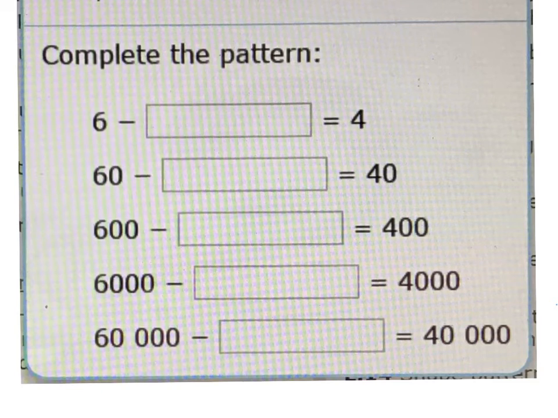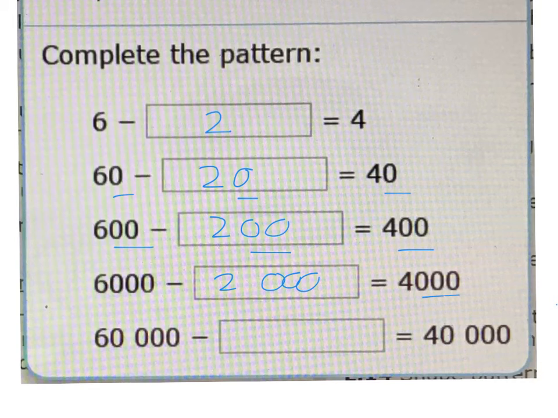Same concept, different numbers. 6 take away what equals 4? Think about the difference between 6 and 4. It's 2. So 6 minus 2 equals 4. 60 minus 20 equals 40. 600 minus 200 equals 400. 6,000 minus 2,000 equals 4,000. And 60,000 minus 20,000 equals 40,000.